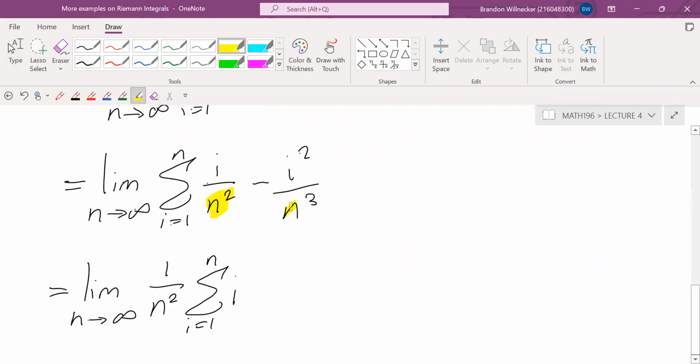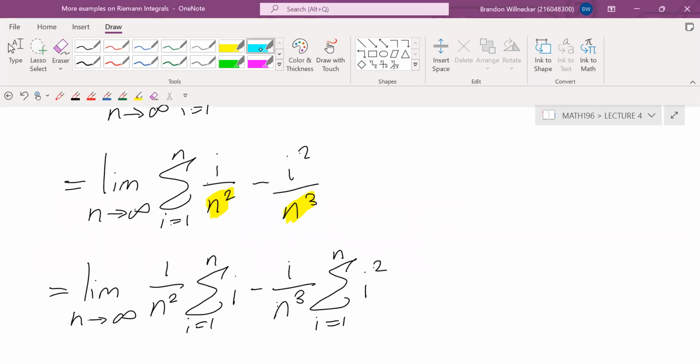Same thing with the second term, this n cubed, that doesn't depend on i, so we can take that out of the sum as well. So we're left with minus 1 over n cubed, and then we have the sum from i equals 1 to n of i squared. Okay, so it's a bit simpler for us to work with. So now I just want to highlight these. This sum over here, so that's the sum of i, and this sum over here. Okay, we know how to deal with those things.